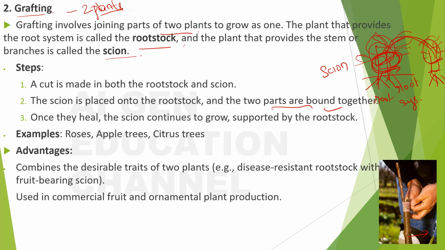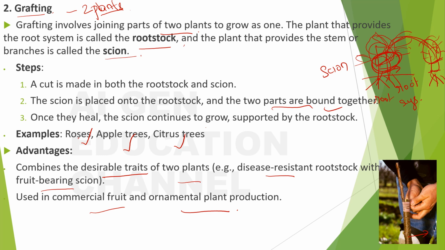So a cut is made in both the rootstock and the scion. The scion is placed onto the rootstock and the two parts are bound together. Once they heal, the scion continues to grow supported by the rootstock. Now what are the advantages? It combines the desirable traits of two plants, for example a disease resistant rootstock with a fruit bearing scion, used in commercial fruit and ornamental plant production. Examples are roses, apple trees, citrus trees.